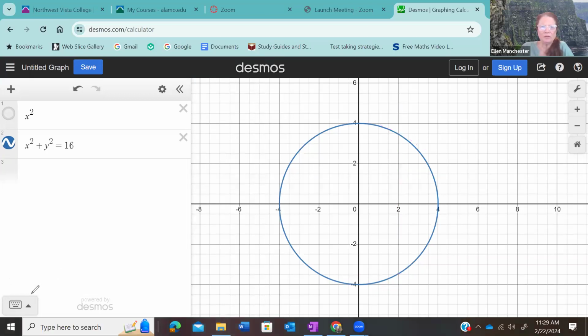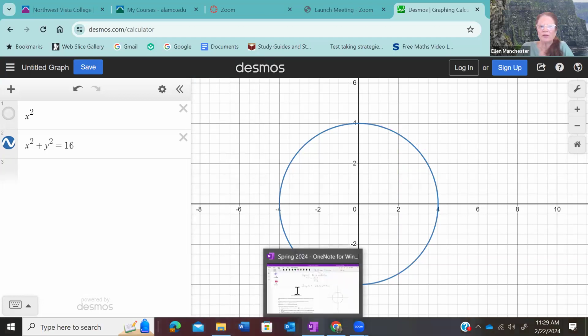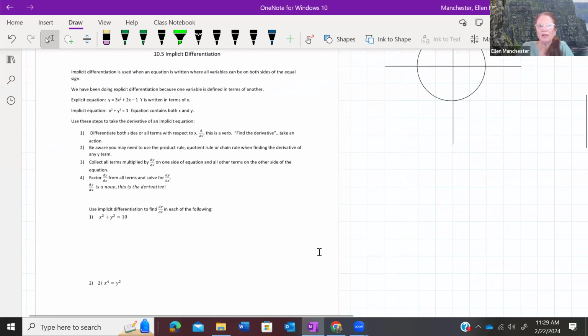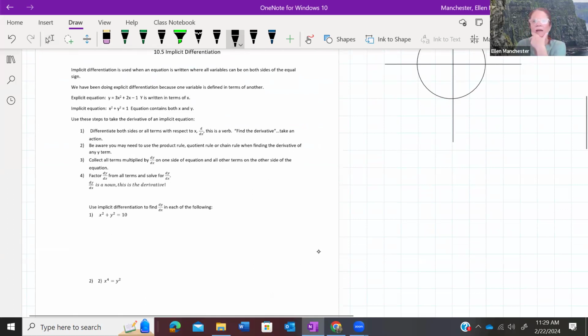So how this works is when we're working on implicit differentiation, we're working in two different scenarios. Okay, we're working with a set of instructions that says find the derivative. So this d dx says find the derivative in terms of x. In other words, how is my function changing, or non-function? How is my graph changing? What's the slope in terms of x?